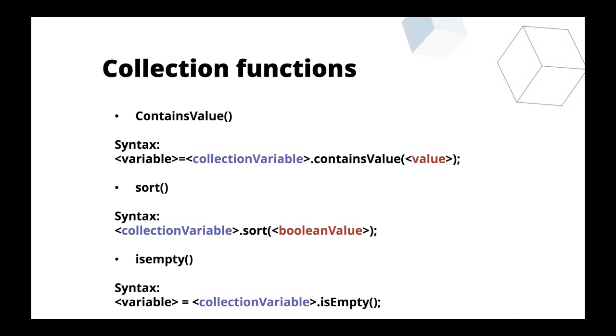Next we have the sort function. The sort function is used to sort the data based on the value. Based on the parameter that you pass for the sort function, it would sort it based on ascending or descending. And next we have the isEmpty function. The isEmpty function is used to check whether a collection is empty or not. And actually the isEmpty function can be used for different data types as well.